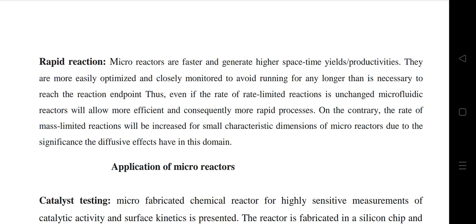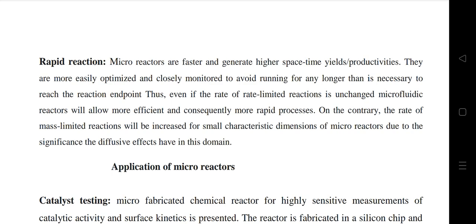Microreactors are faster and generate higher space-time yield productivities. They are more easily optimized and closely monitored to avoid running any longer than is necessary to reach the reaction endpoint. Thus, even if the rate of the rate limited reaction is unchanged, microfluidic reactors, or microreactors, will allow more efficient and consequently more rapid processes.